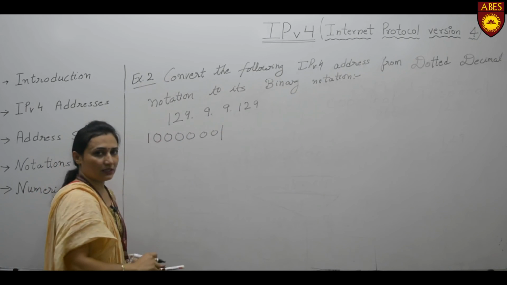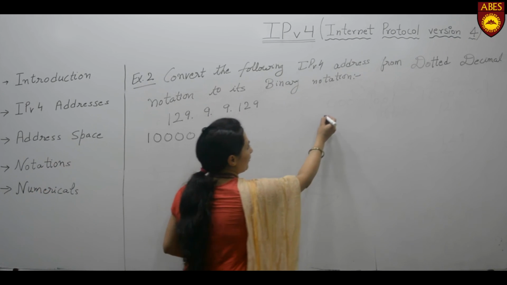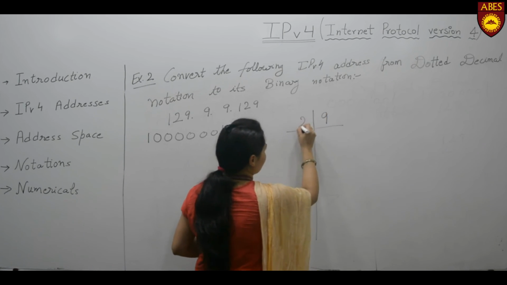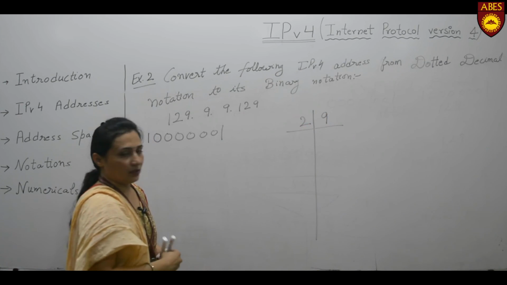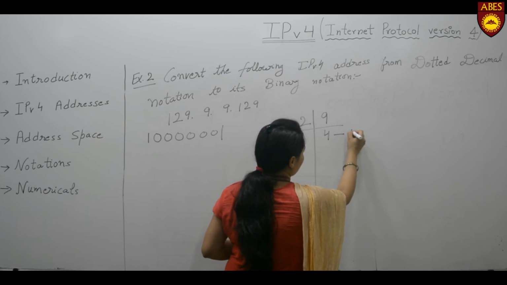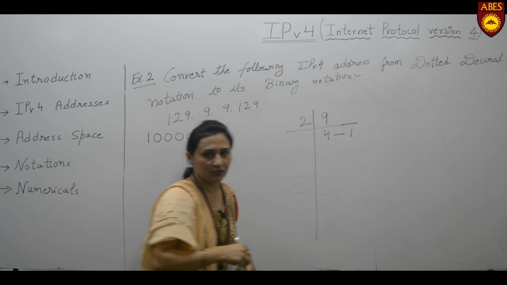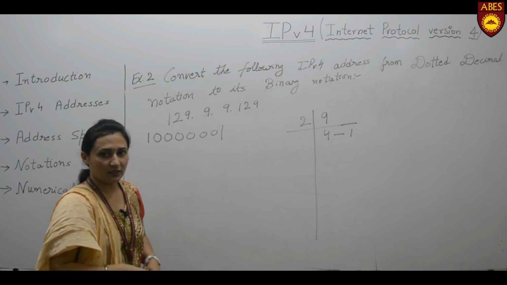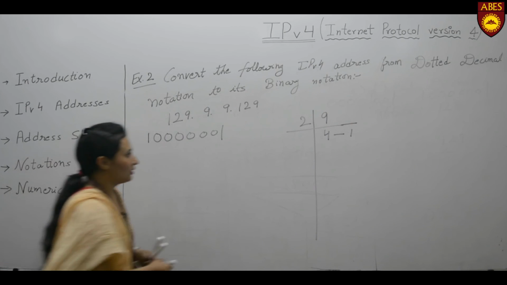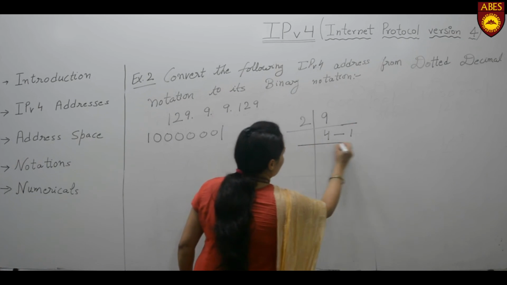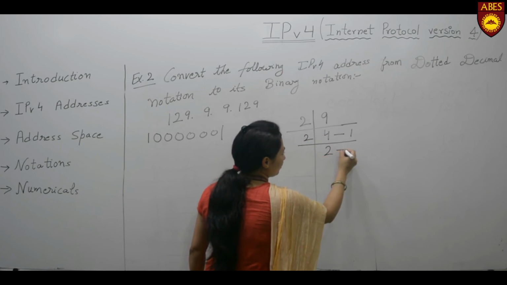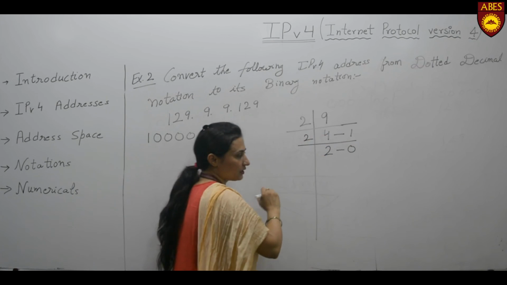Now the next number is 9. That is to be divided by 2 again. Then here we'll get 2 4s are 8. Remainder will come out to be 1. Then again it will be divided by 2. Then we will get 2. Then the remainder will come out to be 0 here.